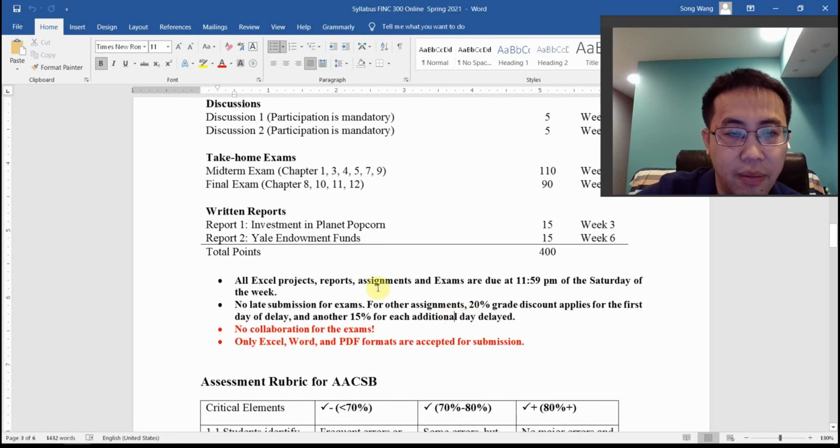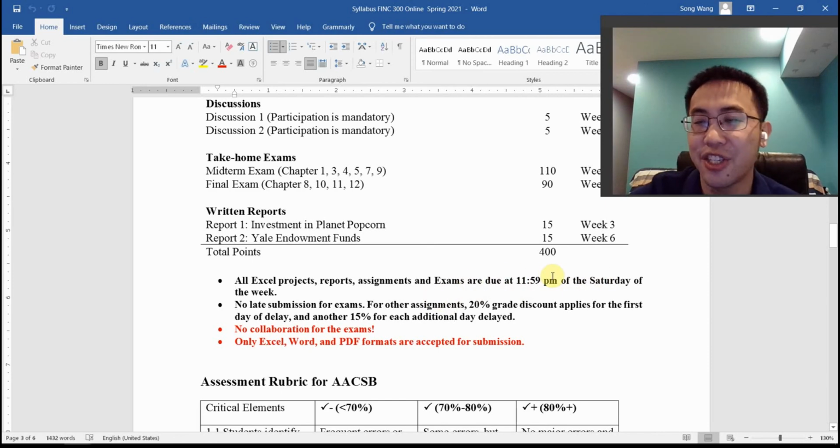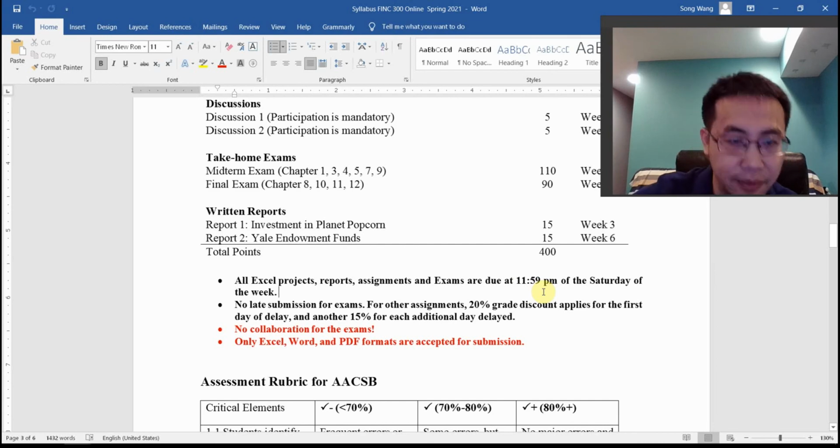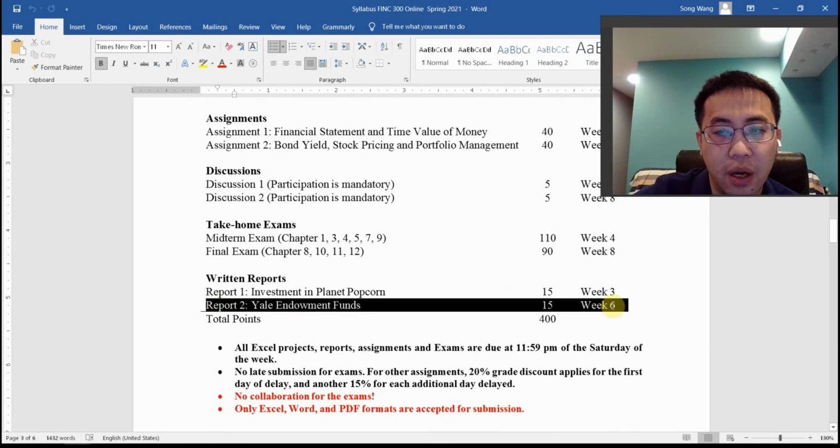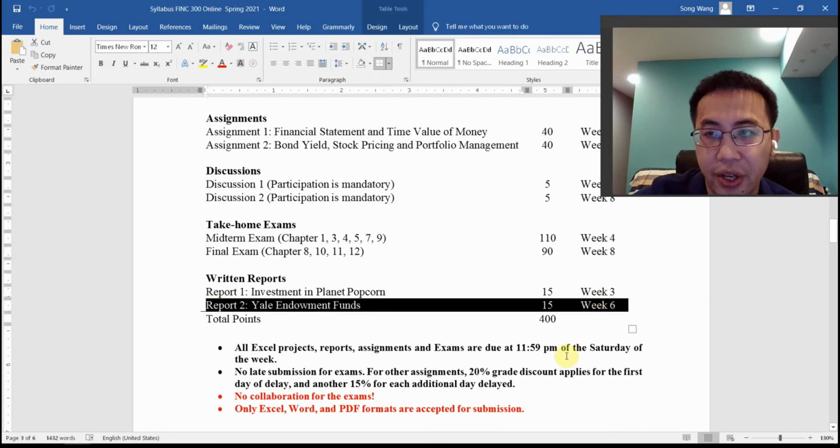And here is something I want to mention. All Excel projects, reports, assignments, and exams are due at midnight of the Saturday of the week. Saturday, technically, is the last day of the week. And I put 11:59 p.m., so that means midnight. Basically it's the last minute of the day, and the last day of the week. If I say this report is due on week 6, you should know that it's the Saturday of that week, and it should be the last minute of that day.